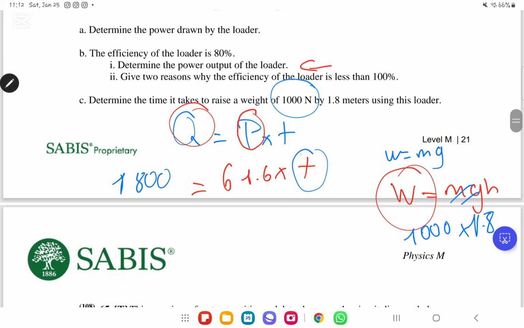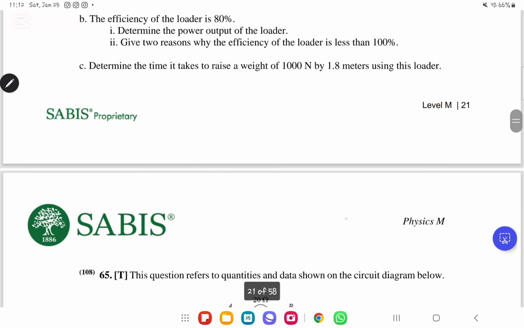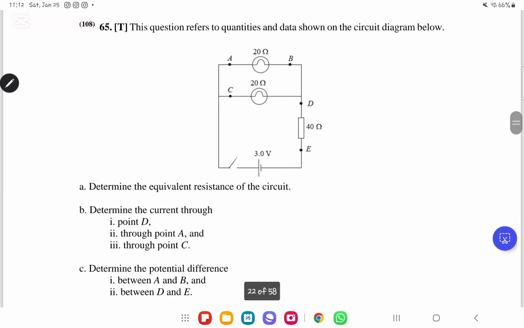So now to find the value of t, you are going to take 1800 divided by 61.6, and you are going to get an approximate answer of 29. The time is always in seconds, so 29 seconds. Moving on to question number 65.